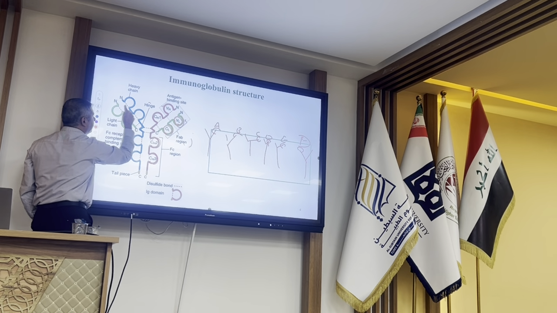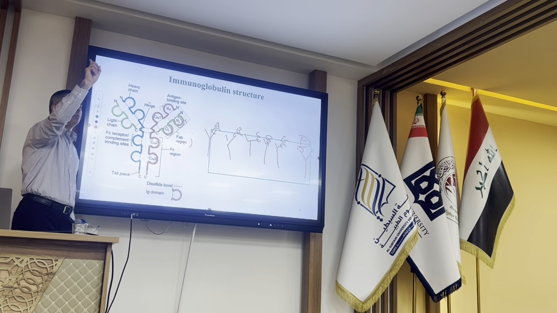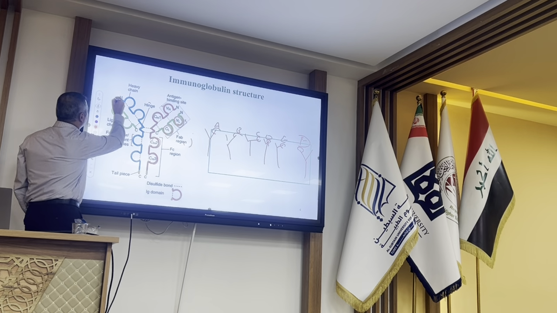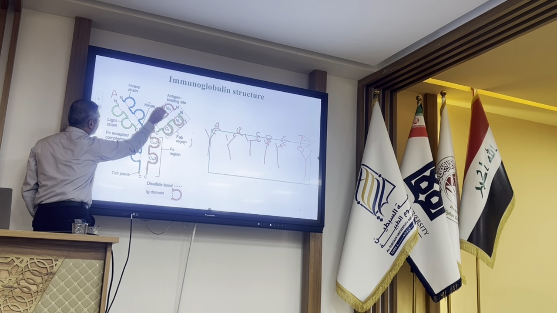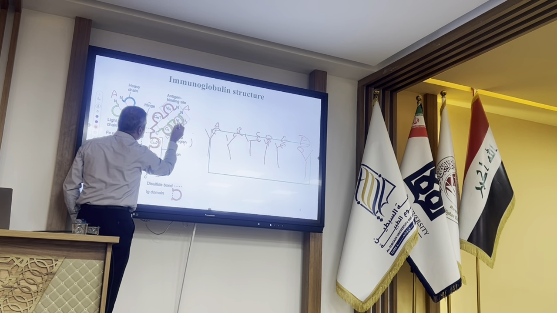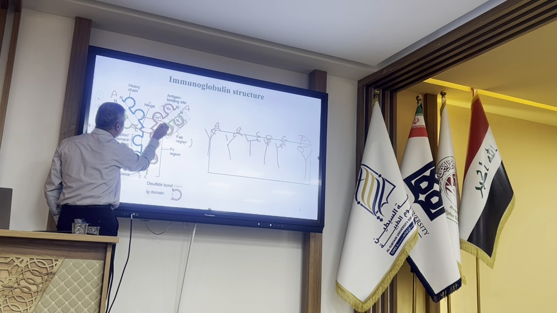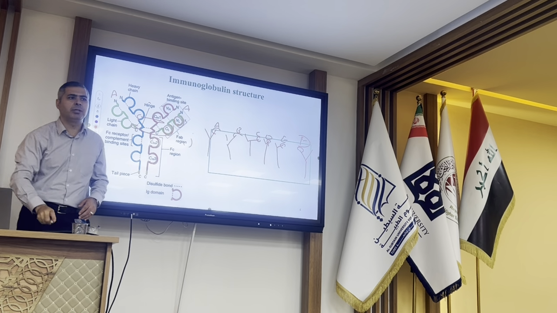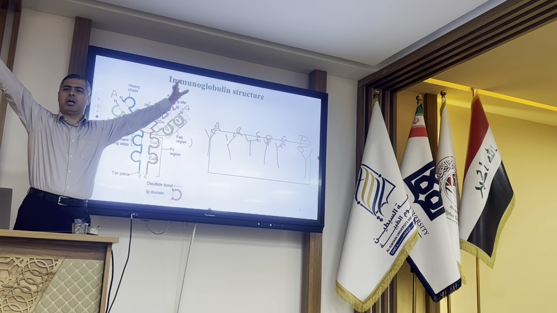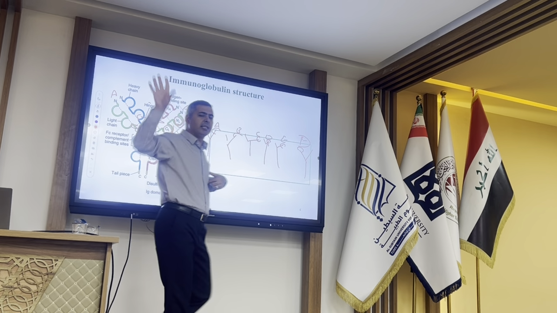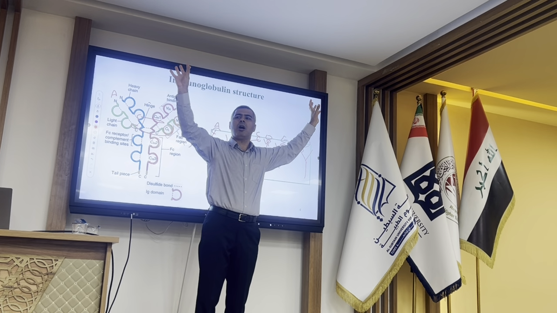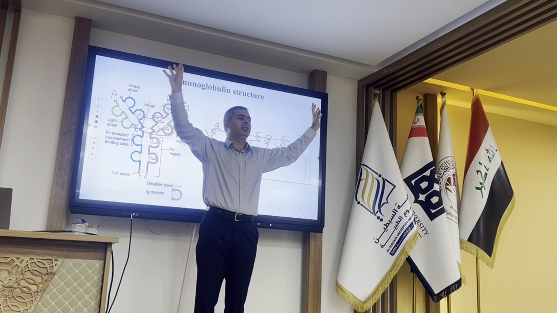Both of them bind to one type of epitope. For example, if this one is against A, of course this one is against A because their chains are completely the same. Okay? One antibody has 2 arms. So I am an antibody. This one is one arm, this one is another arm. 2 arms with 2 antigen binding sites.